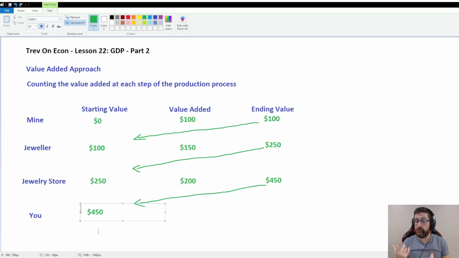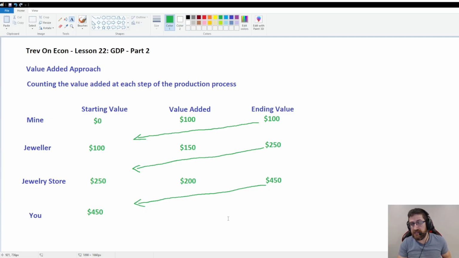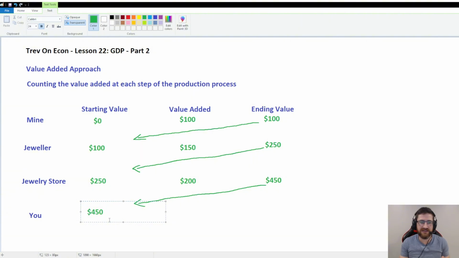In fact, this also shows us why we can't count intermediate goods. This is an intermediate good, this is an intermediate good, and this is an intermediate good. If I counted these three things plus the final sale, I would have 450 plus 450, and I'd get that double counting issue we talked about in the last video. This also raises the reason why we would never use the value-added approach in practice. Why would I use this large approach when I just need that final number? That final number gives me the same answer as doing all this work.